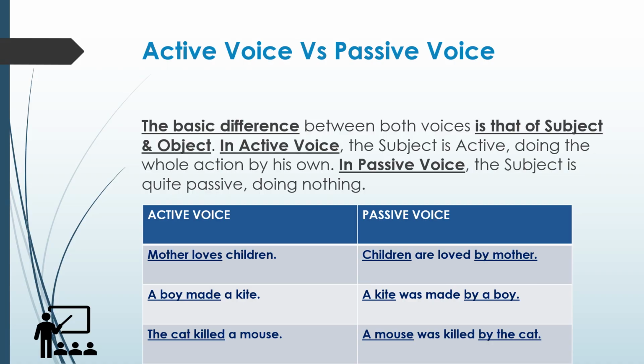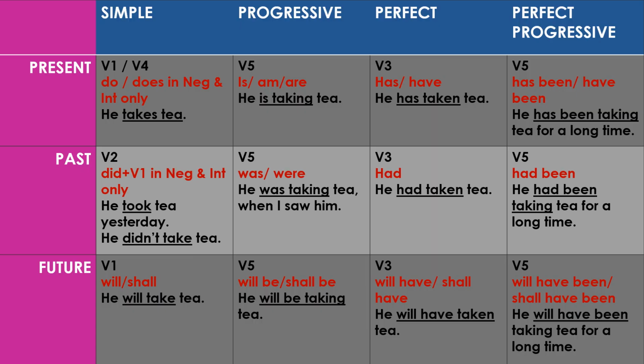Mother loves children. This is active voice. Children are loved by mother. This is passive voice. A boy made a kite. This is active voice. A kite was made by a boy. This is passive voice. The cat killed a mouse. This is active voice. A mouse was killed by the cat. This is passive voice.